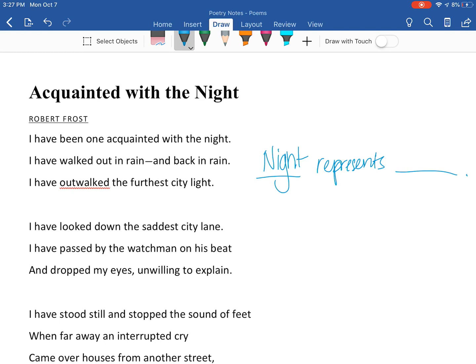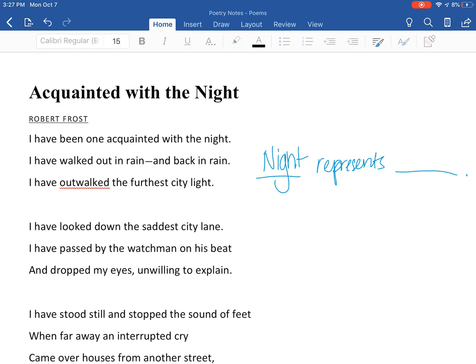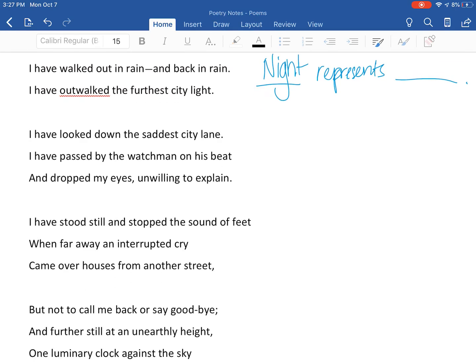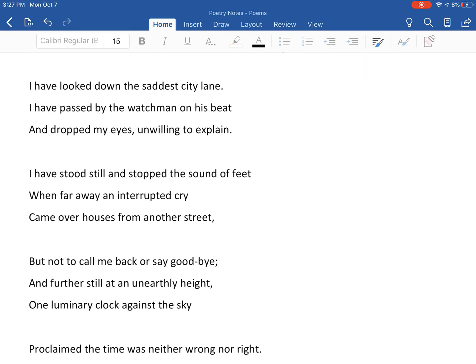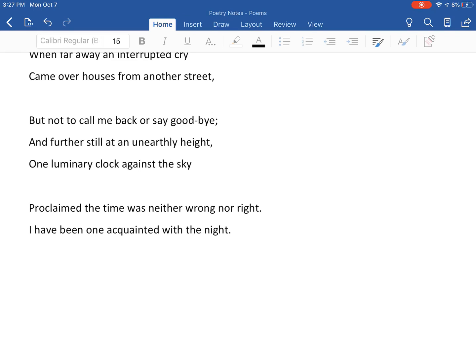This is Acquainted with the Night. I have been one acquainted with the night. I have walked out in rain and back in rain. I have outwalked the furthest city light. I have looked down the saddest city lane. I have passed by the watchman on his beat and dropped my eyes, unwilling to explain. I have stood still and stopped the sound of feet, when far away an interrupted cry came over houses from another street. But not to call me back or say goodbye, and further still, at an unearthly height, one luminary clock against the sky proclaimed the time was neither wrong nor right. I have been one acquainted with the night.